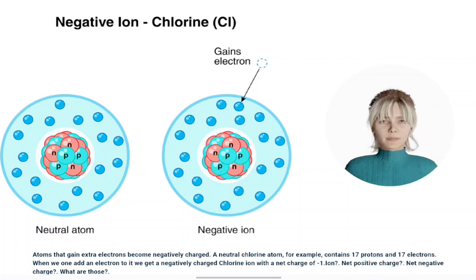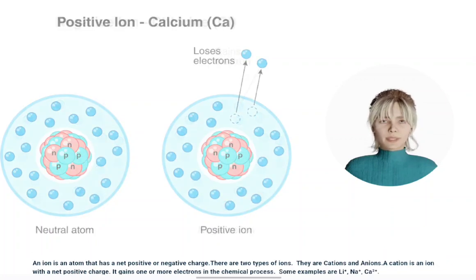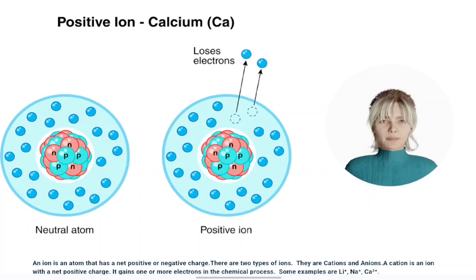Ion? Net positive charge? Net negative charge? What are those? An ion is an atom that has a net positive or negative charge. There are 2 types of ions. They are cations and anions. A cation is an ion with a net positive charge. It loses 1 or more electrons in the chemical process. Some examples are Li+, Na+, Ca2+.